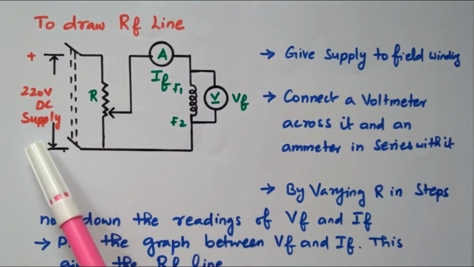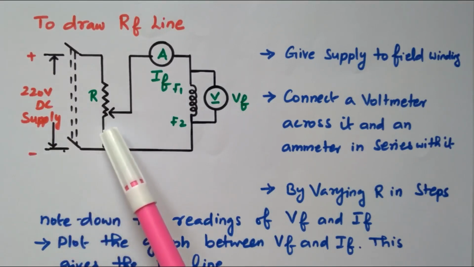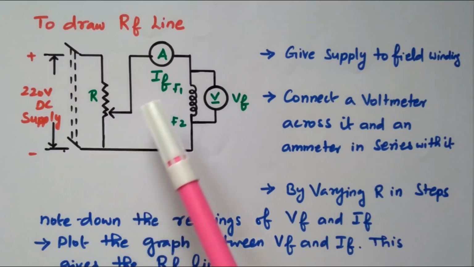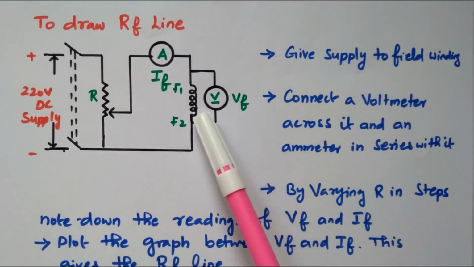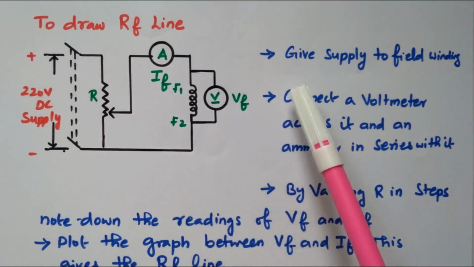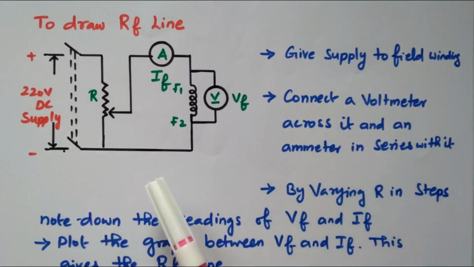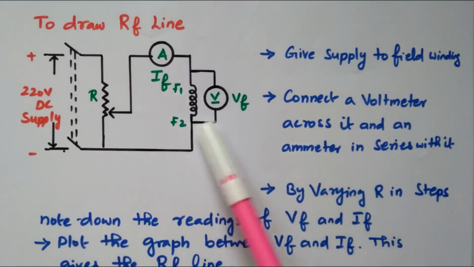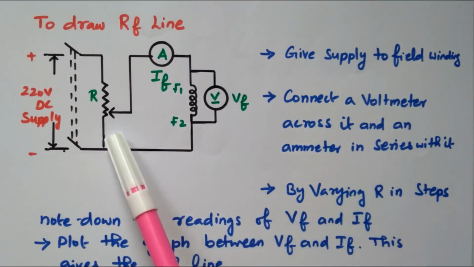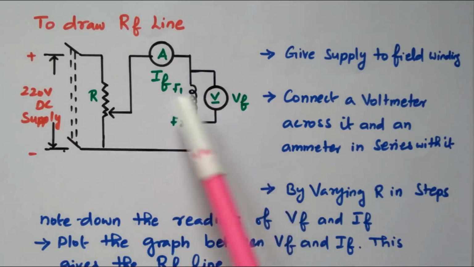So we have the 220 volt DC supply, a switch, and a resistor to vary the field current. The ammeter is used to measure the field current, and the voltmeter is used to measure the field voltage, right? Now we'll see the procedure. Give the supply to the field winding. Supply is given. Connect the voltmeter and ammeter. By varying R step by step, we can note down the values of IF and VF, right?